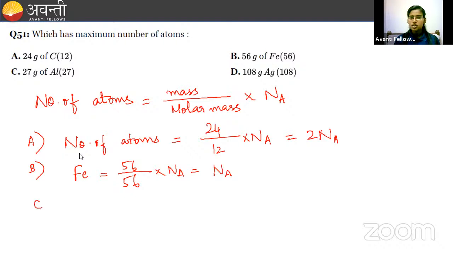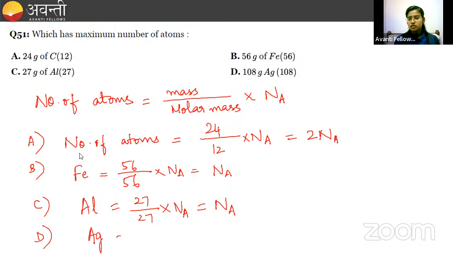And then coming to option C, we have to calculate for aluminium. The given mass is 27 and the molar mass is also 27. So again, we'll get 1 into the Avogadro number. In option D, we have to calculate for silver. The given mass of silver is 108 and the molar mass of silver is also 108. Into the Avogadro number will give 1 into Avogadro number.